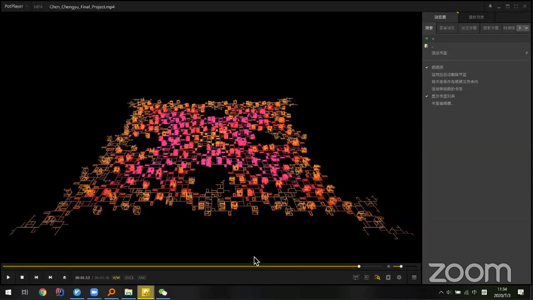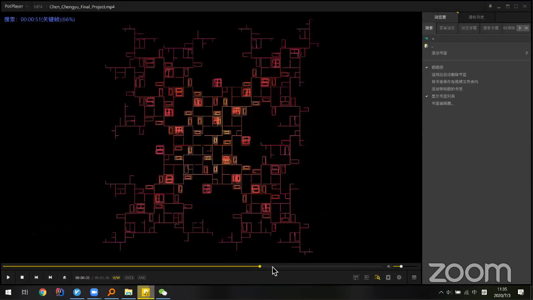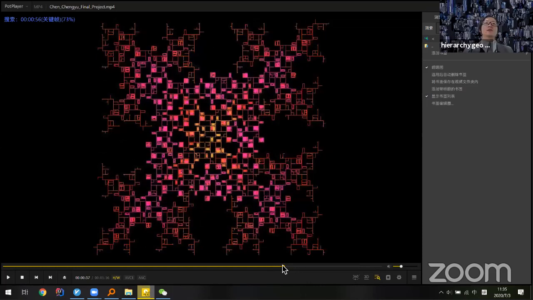Can you change? I didn't get you. You mean the different view? You have the animation seen from the top. Oh, from the top. Yeah, so when it grows further, this shows the fractal relationship very well.